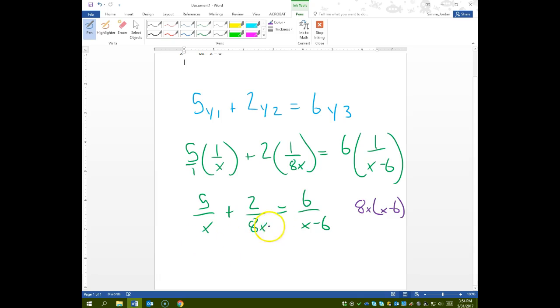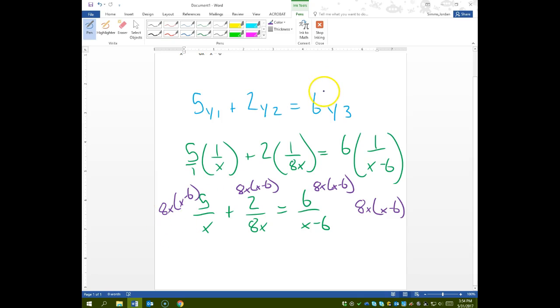What this means is we can make all of our equivalent fractions, or we can just do the LCD trick by multiplying all this mess by our LCD. So let me do that. I'm going to write it all out too. 8x, x minus 6, and 8x, x minus 6. What I'm going to do, I like to divide first and then multiply. It's really a better way.